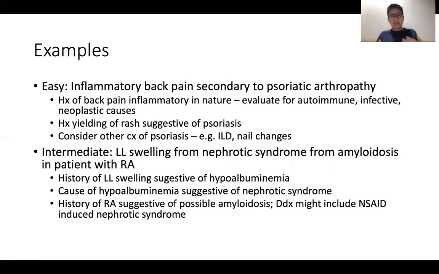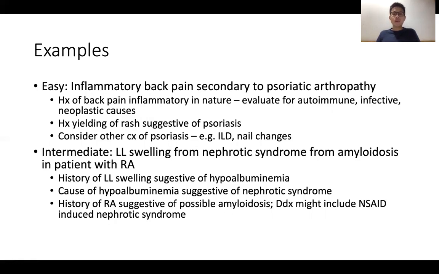So let's talk about examples of classic Station 5. So an easy case would be inflammatory back pain secondary to psoriatic arthropathy. So it can be an approach to back pain that is inflammatory sounding in nature. And then this is where we talk about going through different doors to approach different floors, right? So your first set of door that you go through is this inflammatory back pain door, where you try to evaluate whether it's more autoimmune sounding, infective sounding, neoplastic sounding. And thereafter, it comes across autoimmune sounding with a possible suggestion of psoriasis or some form of spondyloarthropathy.